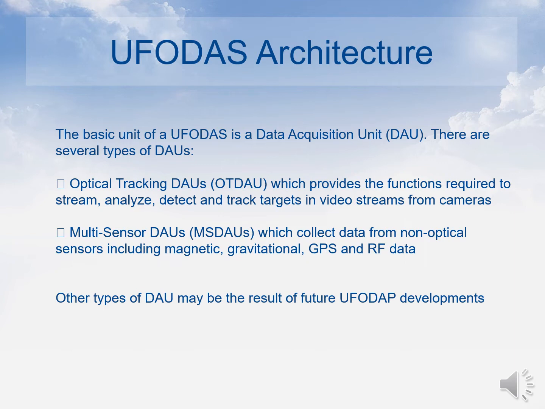The second kind of DAU is the multi-sensor DAU, or MSDAU. It collects non-optical data continuously and includes internal sensors such as those to measure changes to the magnetic field, gravitational field. It also includes GPS for location and time, and it also can collect changes to the RF spectrum. The computing, communication, and packaging architecture of the MSDAU makes it very easy to include quite different hardware and software in the future to support additional kinds of sensors.